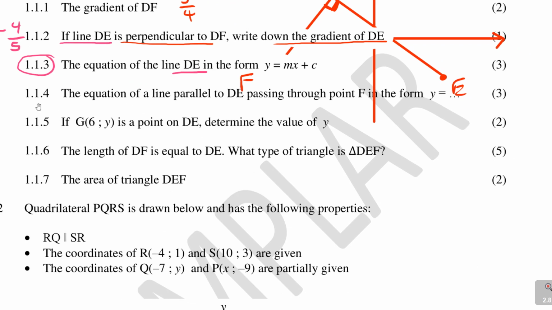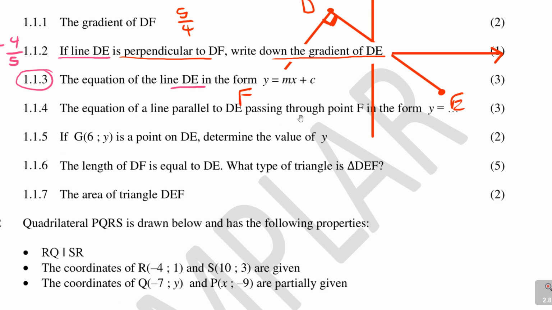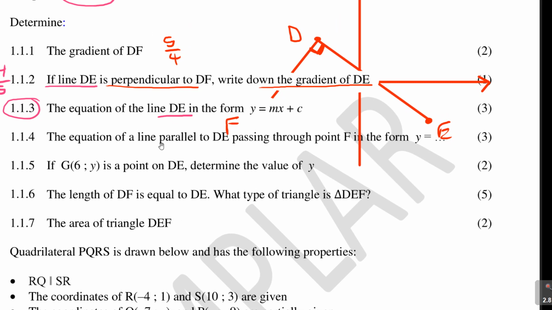Now 1.1.4 says the equation of the line parallel to DE passing through the point F in the form y equal to. Now let's look at this. The equation of the line parallel, you see, they need such. They will be testing you on such. Now first it was what? Perpendicular. After perpendicular, what do they bring to you? They bring to you the word parallel. Parallel to what? DE, but passing through point F.